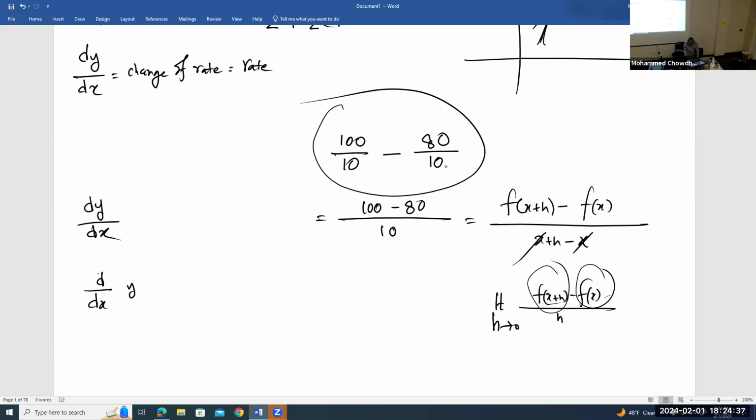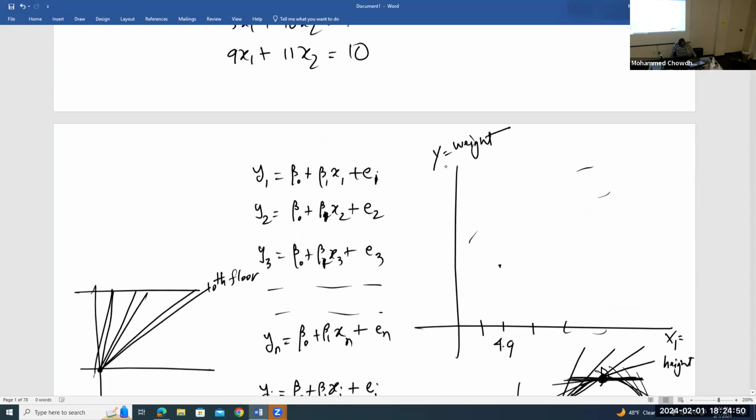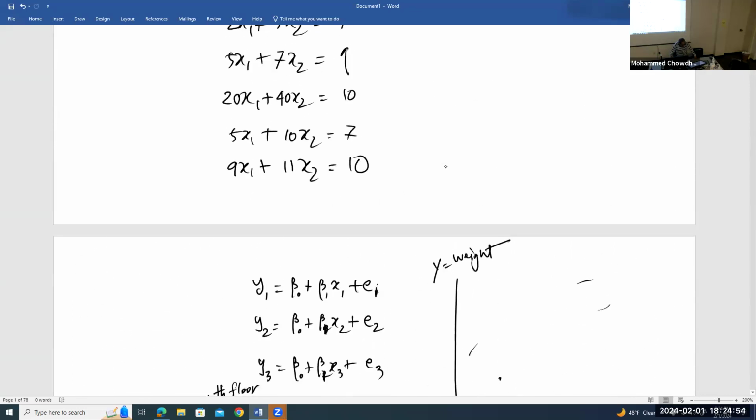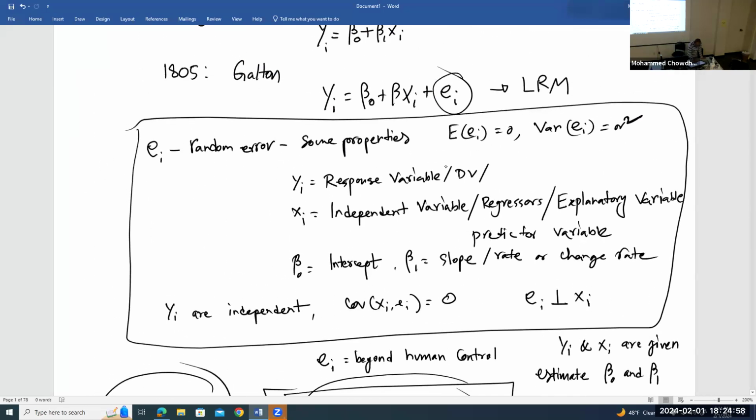So that is the way you come into existence. This is what finally, after plugging those things, you will get some value in there. That is called the rate of change. So the slope that you are seeing there, where is that one? This one is called the slope, the rate of change.